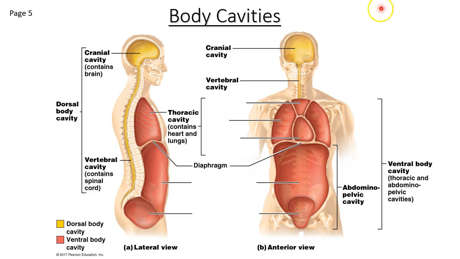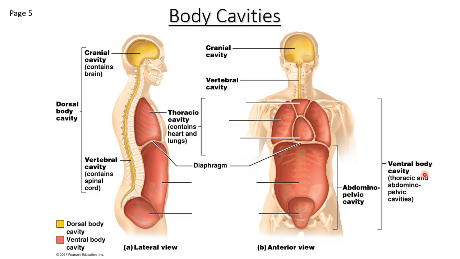So now we're going to shift gears towards the body cavities. We have the dorsal body cavity, which consists of the cranial cavity, which has the brain, and then the vertebral cavity, which contains the spinal cord. Both of these together make the dorsal body cavity. And then we have the ventral body cavity, which is composed of the abdominopelvic cavity and the thoracic cavity.